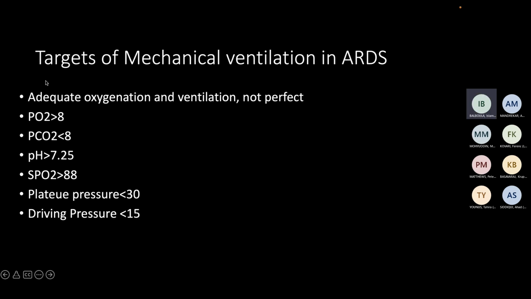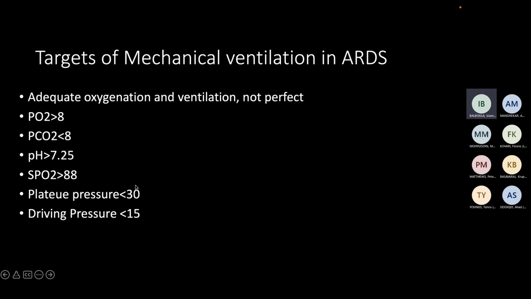Our goal of mechanical ventilation is to achieve adequate oxygenation and ventilation, not necessarily perfect. So PO2 of more than 80, more than 8 kPa is accepted. PCO2 less than 8, permissive hypercapnia, provided that the pH is more than 7.25, and saturation of more than 88, and plateau pressure less than 30, and the driving pressure, which is the difference between the plateau pressure and the PEEP, shouldn't exceed 15.